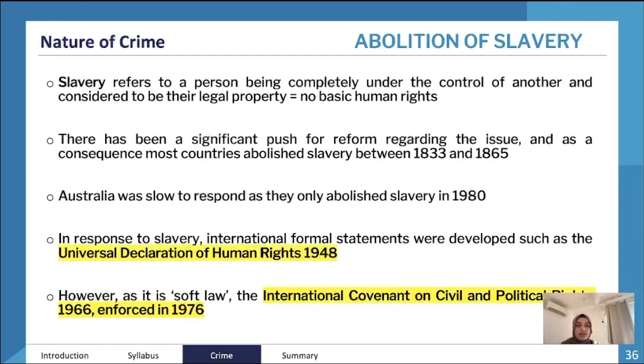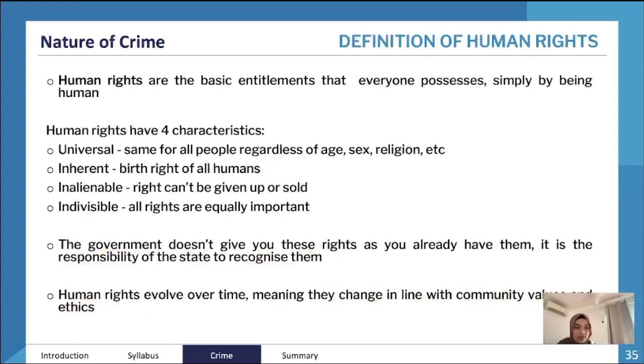So, the abolition of slavery. What is slavery? Slavery refers to a person being completely under the control of another person and being considered their legal property. So they're not given the basic human rights that we talked about in terms of these concepts. They really don't apply to them.